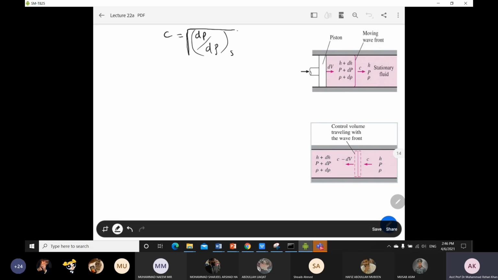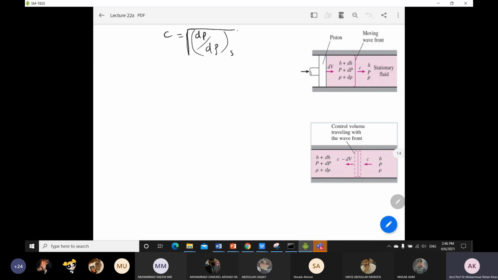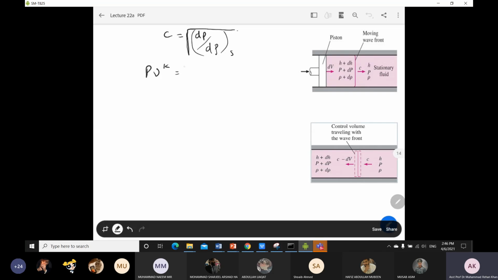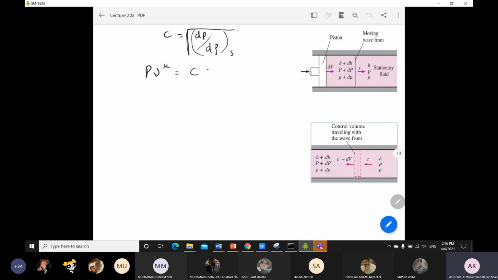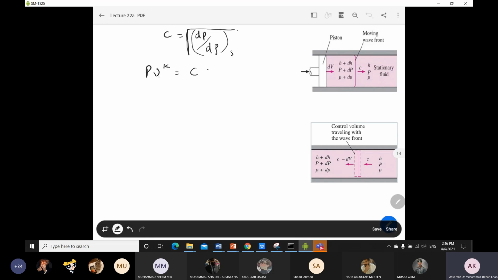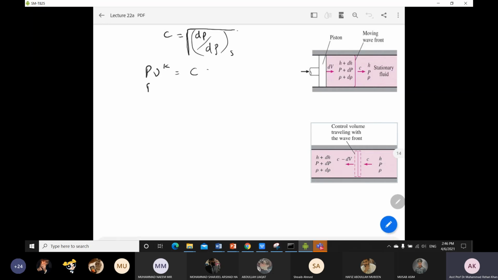Okay, so this is the equation. Now we have to find the value of dP by d rho. The dP by d rho value comes from the simple equation for the isentropic process. So you already know T into specific volume to the power specific heat ratio is equal to constant. This is the relation which you are already familiar with from the previous section. So from here I can simply say P by rho to the power K, because specific volume is the inverse of density, is equal to constant.